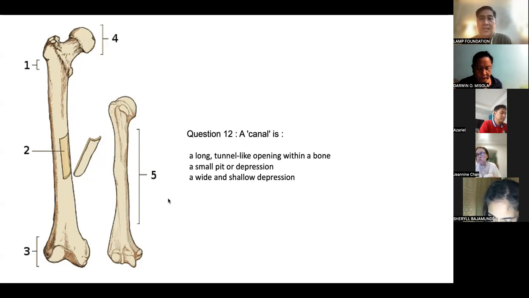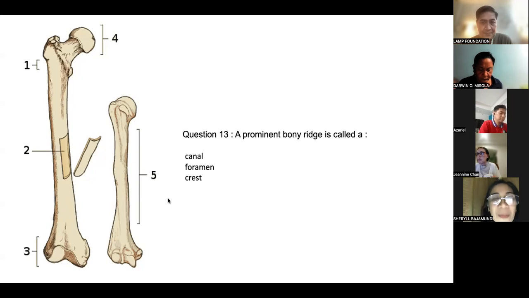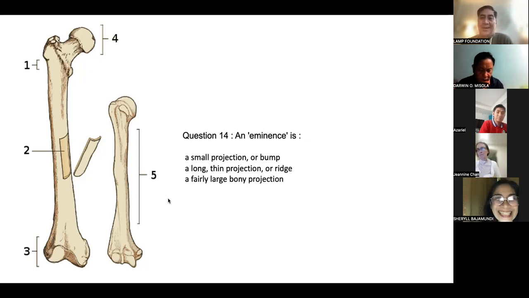A canal is a long tunnel-like opening within a bone. A prominent bony ridge is called a crest. A not so prominent bony ridge is called an eminence. Yes, okay. Here it is. An eminence is a small projection or a bump.